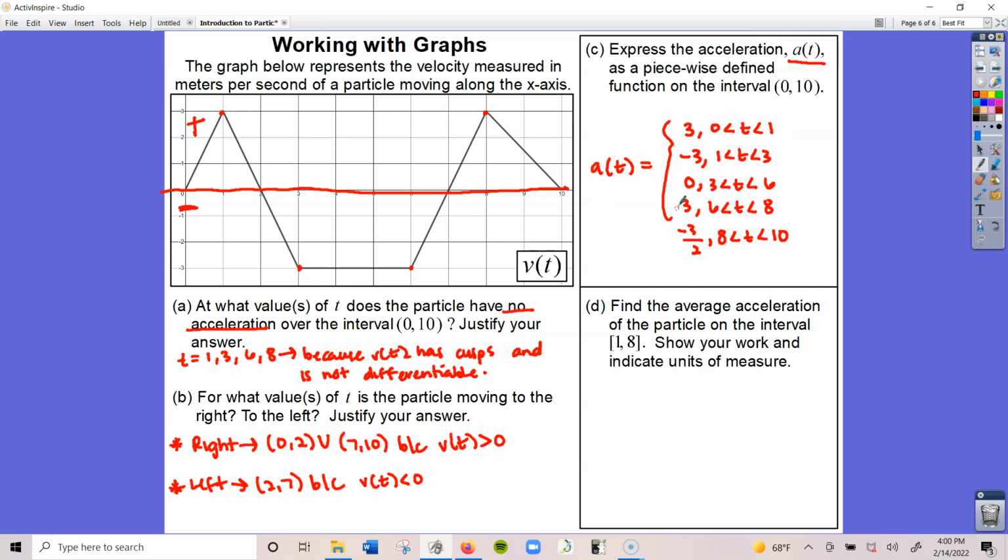And this is basically my acceleration written as a piecewise function. What I've done is I found the derivative of every section of my graph of v of t by finding the slopes.